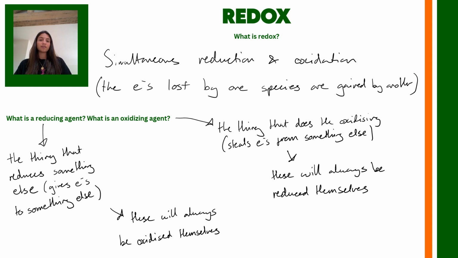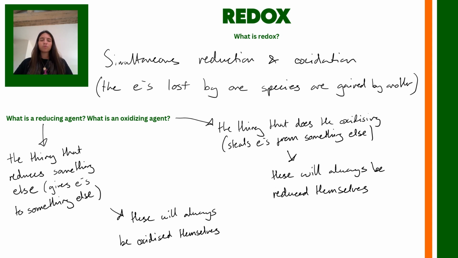And the problem with these two things is there's a bit of a misconception: the reducing agent is not the thing that is being reduced. Okay, so you have to get that the right way around. So the reducing agent will always be oxidized itself, whereas the oxidizing agent is not the thing that is being oxidized, it is actually the thing that is being reduced.